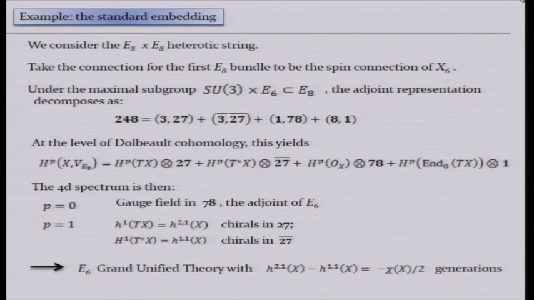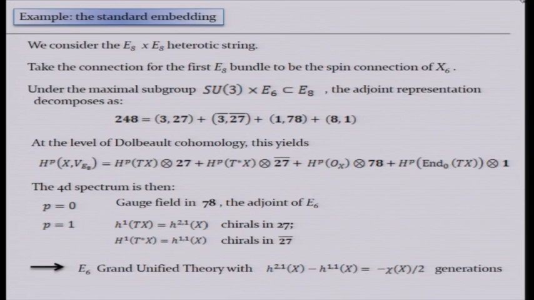And H^1 of T of X, what's that? Well, it's H^1 with values in the tangent bundle of X. Those are tangent vectors. But I can take a holomorphic (3,0) form and contract it with a tangent vector to get a (2,0) form. So you can identify this with (0,1) forms with values in (2,0) forms. In other words, these are (2,1) forms. So this is counted by h^{2,1} of X. Okay, so I get h^{2,1} of X chirals in the 27. And in addition, I have a bunch of singlets, but they're not charged under the E6.